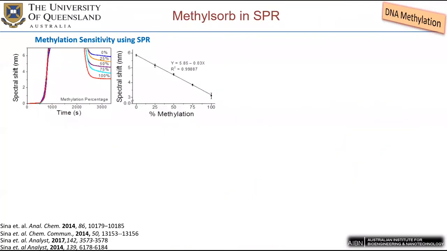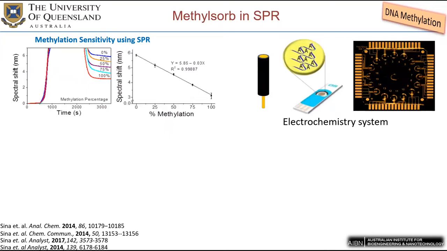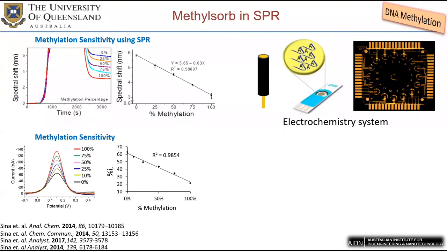And then, using SPR, we found that when we spiked our methylated DNA into an unmethylated DNA sample, our method can detect 25% methylation in presence of 75% unmethylated DNA. In case of electrochemistry, we tried many different techniques. For example, we tried regular rod-shaped electrodes, screen-printed electrodes, and also a multiplex microelectrode platform. Using these platforms, we improved the sensitivity, and we can detect 10% methylation in presence of 90% unmethylated DNA.